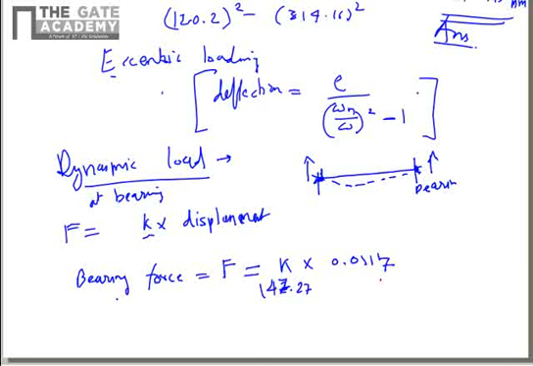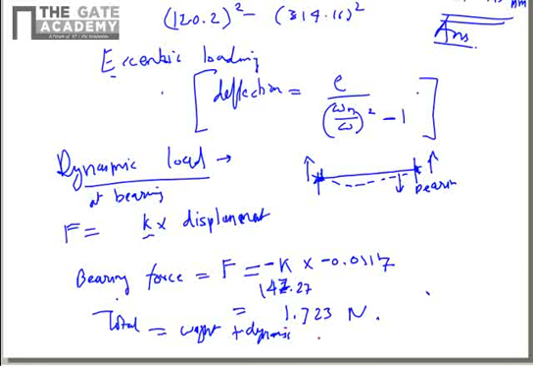Since the flexing force is in the downward direction, the bearing force will be in the upward direction because it is a reaction force. So you should use a minus sign here, and you have a minus sign for the deflection too, so those will cancel out. For the final answer, the bearing force is 1.723 Newton. So this much thrust is taken at each bearing. The total load at each bearing will be equal to the weight plus the dynamic load. The dynamic load will vary sinusoidally. So this is the answer for the second part, the dynamic load.